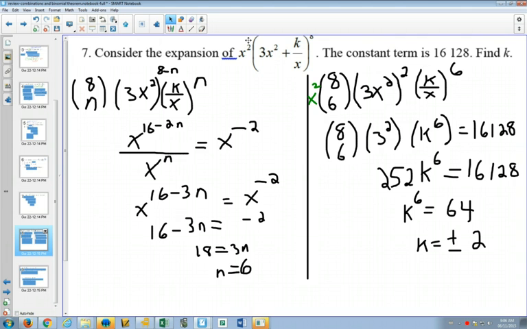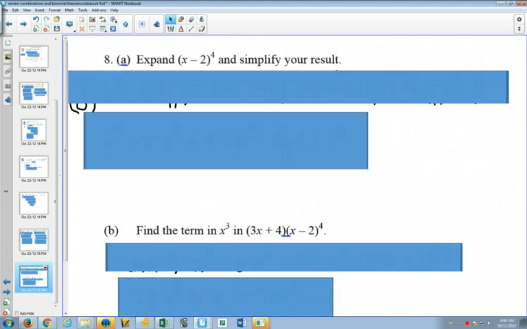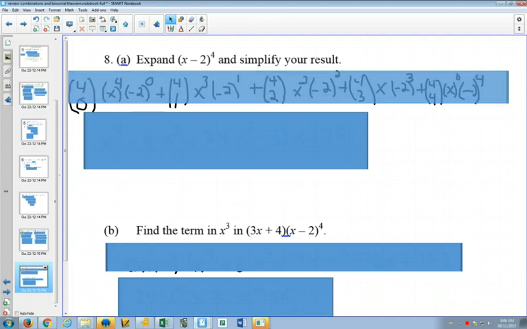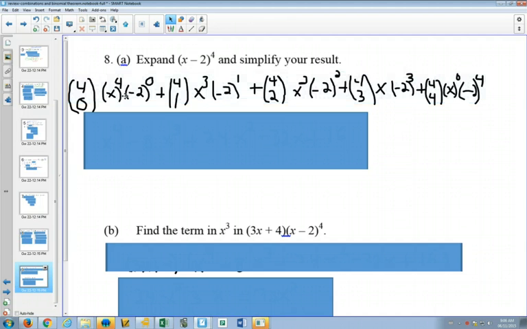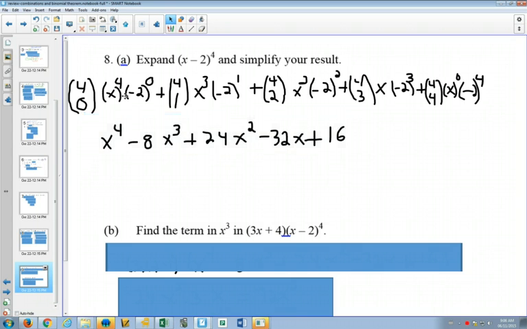All right, last one. Expand x minus 2 to the power 4 and simplify your result. So according to your formula sheet, you could plug that all in. Term 1, term 2, term 3, term 4, term 5. You could write that all down. And you could simplify each of those and you would get this.